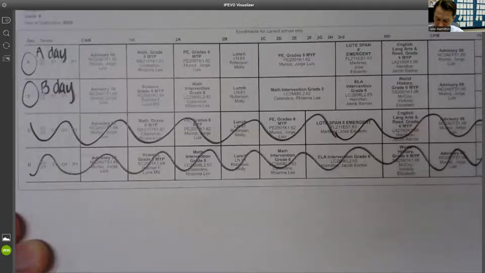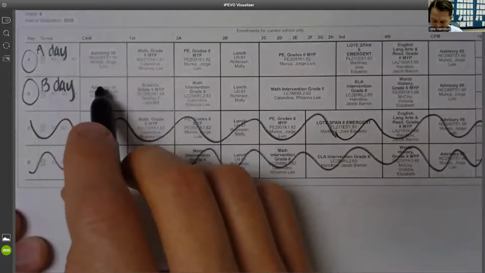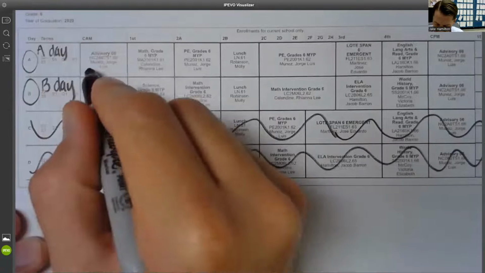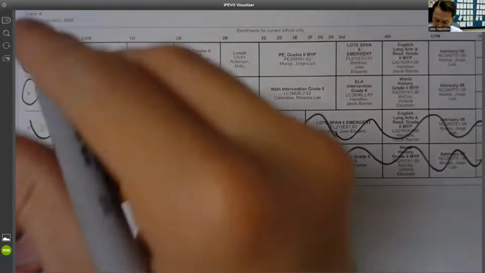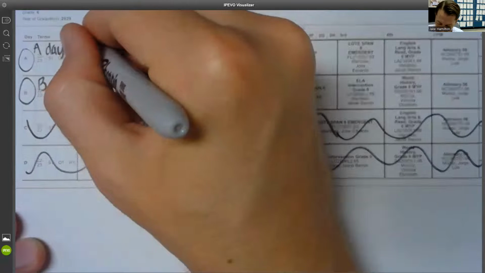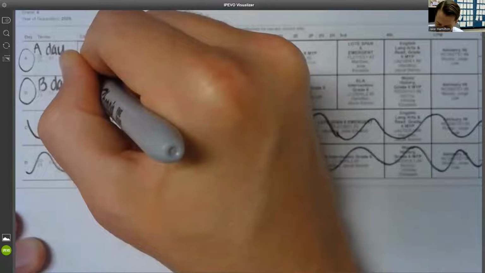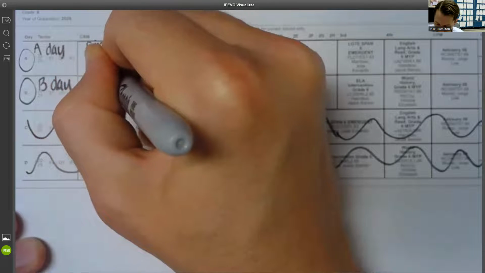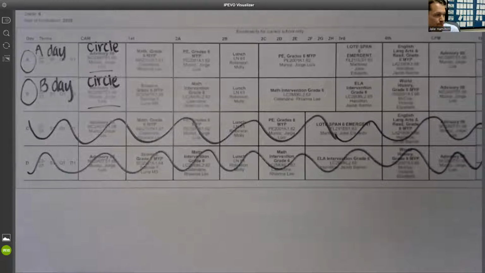So you're going to notice first that you've got the same class every morning on A-days and B-days, and that is advisory. All right. So this first one, we call this circle. If you want to write circle above advisory, you totally can. We might call it circle, we might call it advisory, but that's kind of like your morning homeroom. And that should be where you are right now.